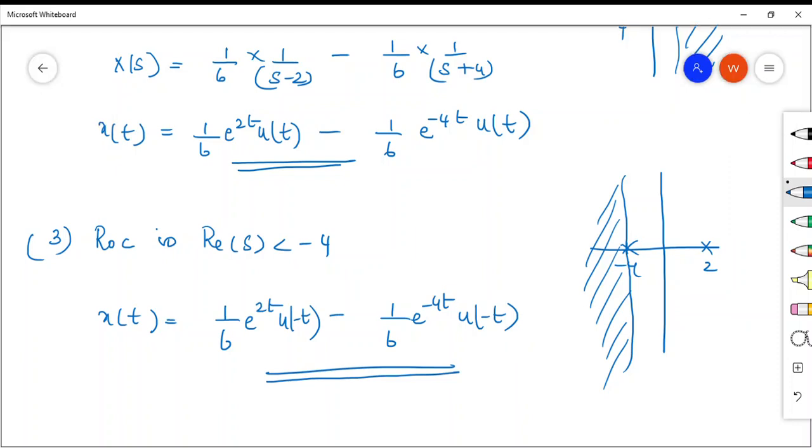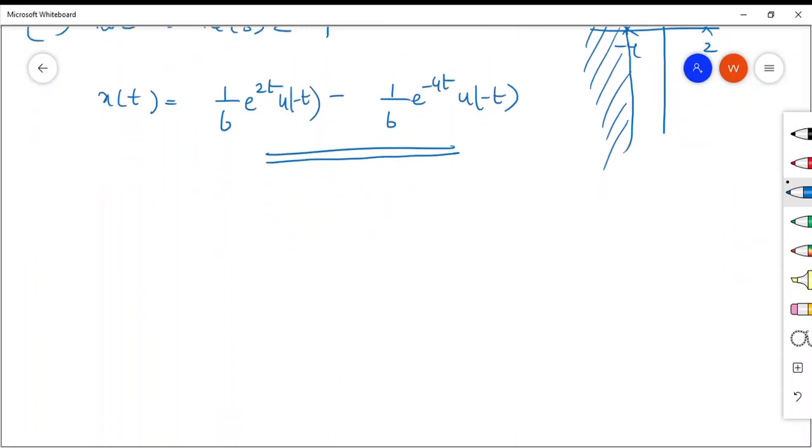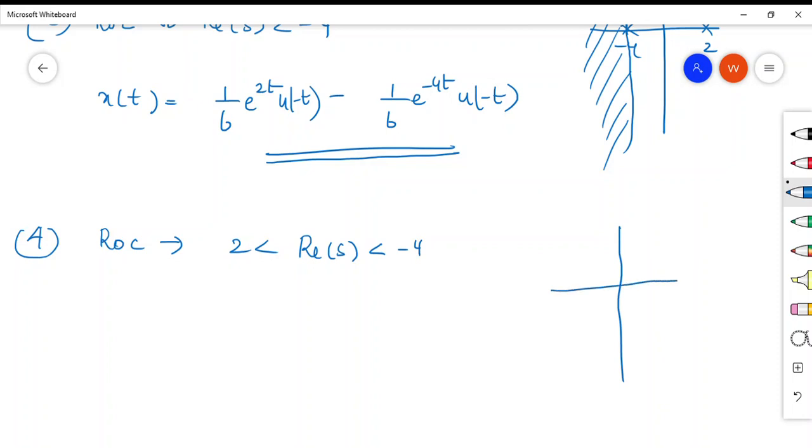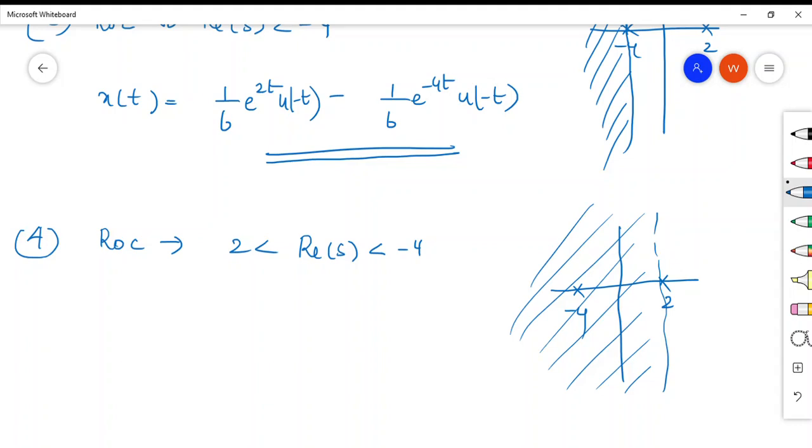Then the last case, the fourth one, is given as the ROC 2 less than real part of s less than minus 4. Now for this particular case, this is 2, this is minus 4. Now real part of s less than 2 means it should be here, and less than minus 4 means it should be here.